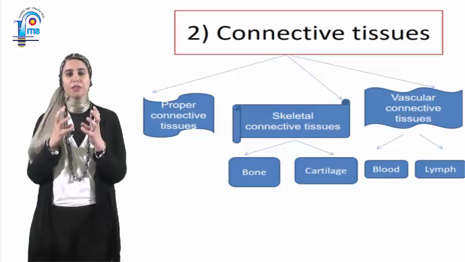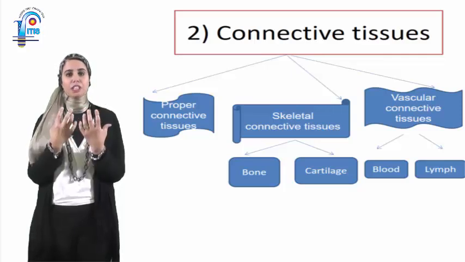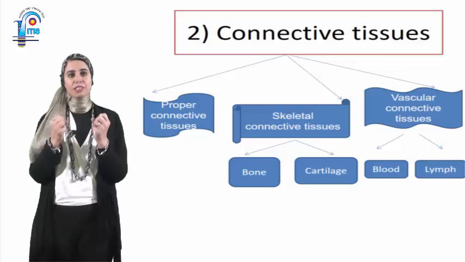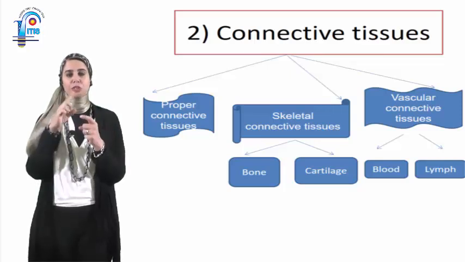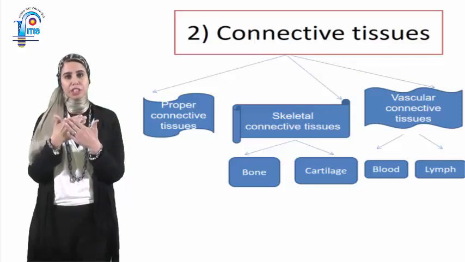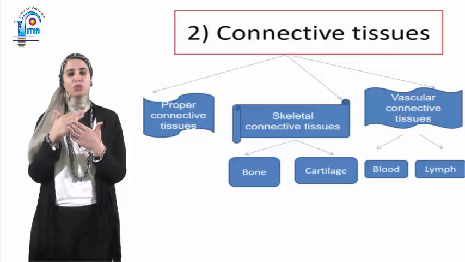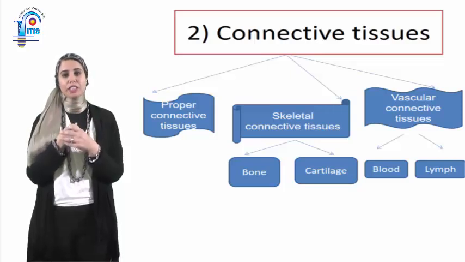The stomach, small intestine, and large intestine are parts of the digestive system. If we hold these organs away from each other, we will find a simple layer that connects all the digestive organs with each other. This is known as the proper connective tissue. Now we are going to talk about the second type, which is the skeletal connective tissue.